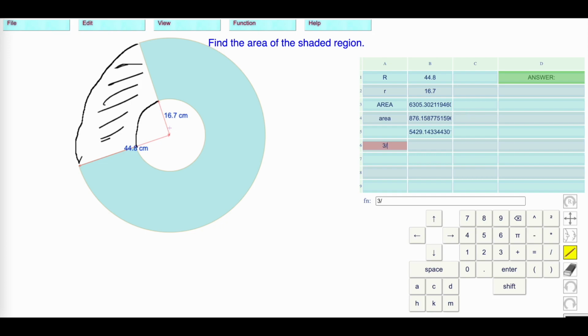We're after 3/4 of the shaded. 3/4 times the shaded region is 4,071.85. Copy that. Put that over here. I'm going to round that. The 8 is going to tell the 0 to become a 1. Centimeters squared, because it's area, and then press enter to see if you're right.